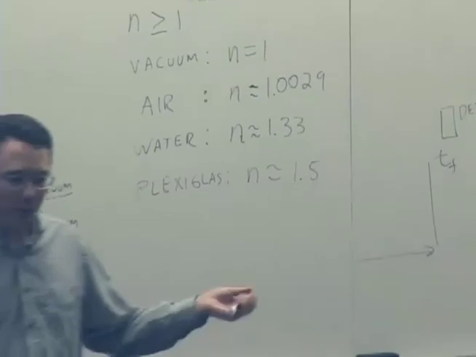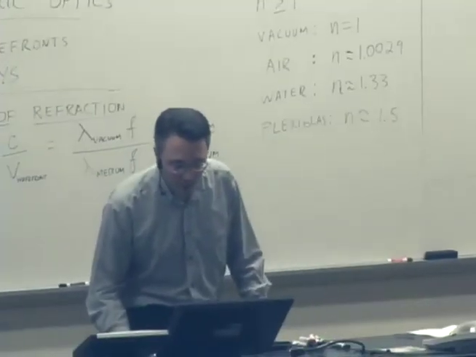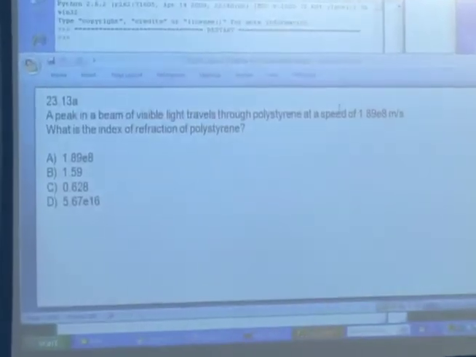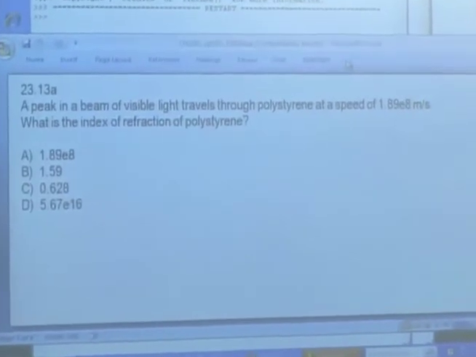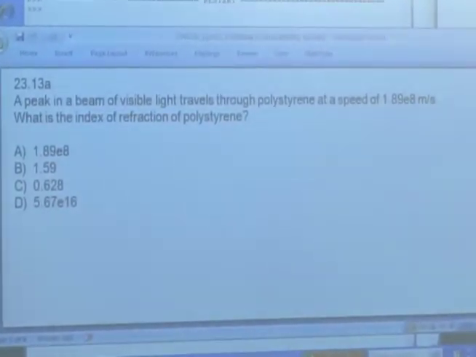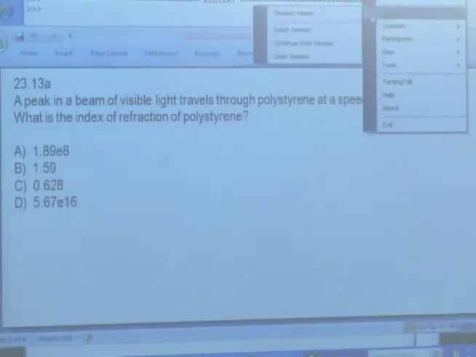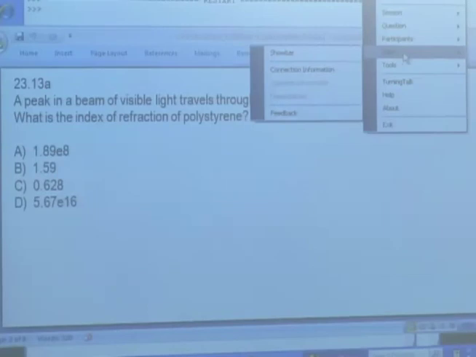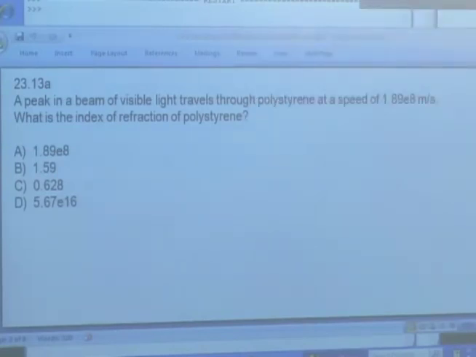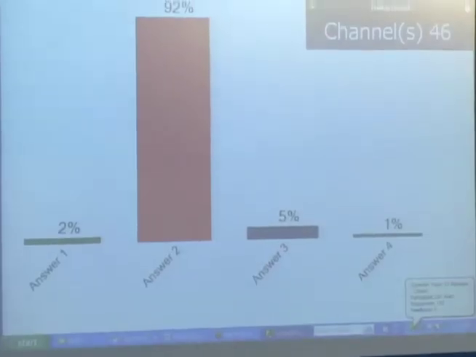So why don't we just try a quick question with this. A peak in the beam of visible light travels through polystyrene at a speed of 1.89 times 10 to the 8th meters per second. What's the index of refraction of polystyrene? This is really simple, and you should be able to do this in, say, 30 seconds. It should be, and still we get some people who don't quite get it right.